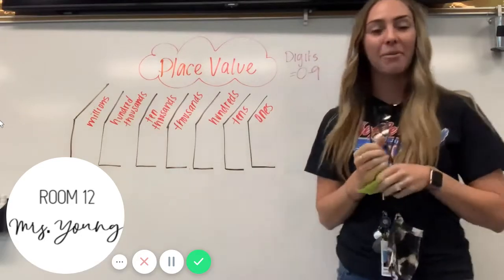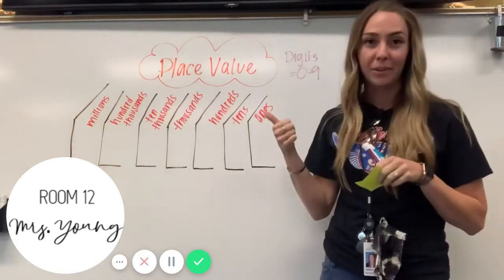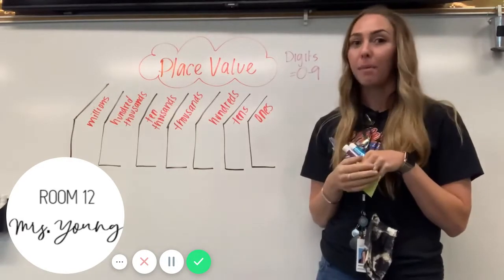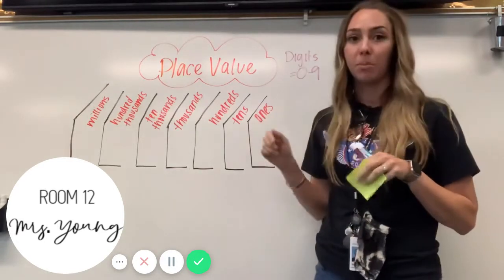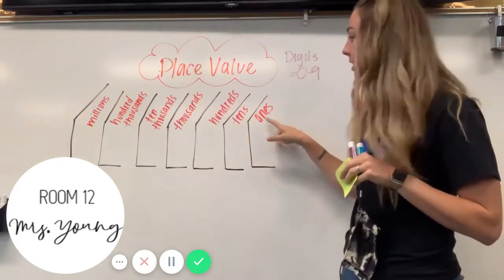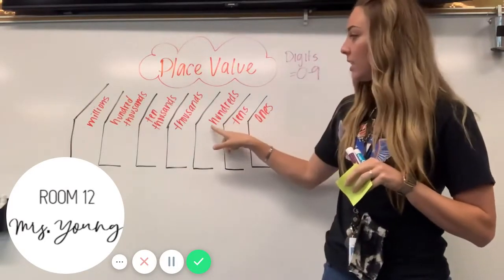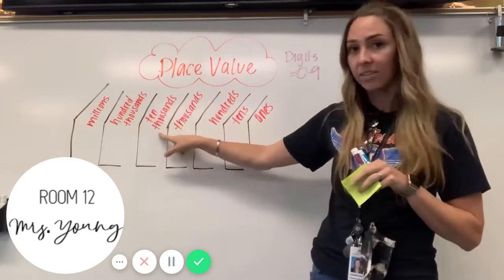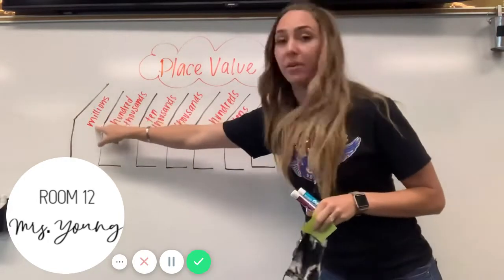Fourth graders. Today I want to continue talking about place value. Yesterday you learned quite a bit about it, including the names of the place values. So let's go through those one more time, starting with the ones, tens, hundreds, thousands, 10,000s, 100,000s, millions.